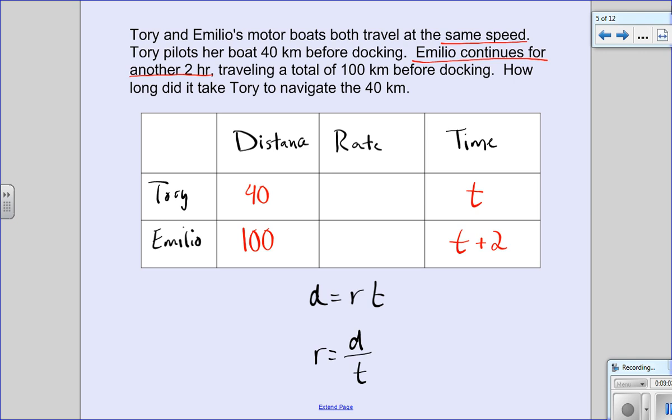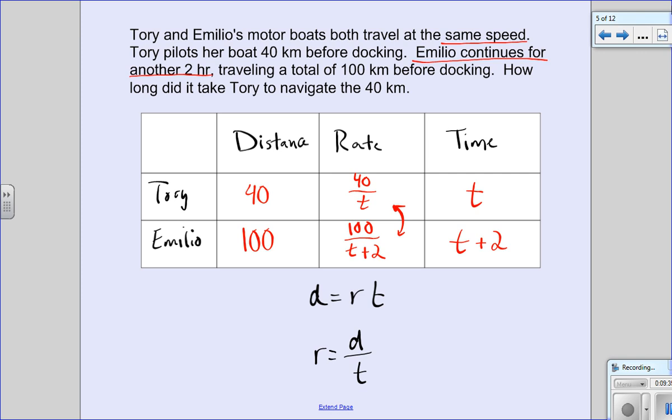Now let's use the information that's given. For Tori, Tori's rate must be the distance over the time. And for Emilio, his rate must be his distance over his time. And now that we've figured out what these two expressions are for their rates, and we know that their rates are equal, we set them equal to each other and we solve. Just like we did in the last problem when we set the time equal to each other.